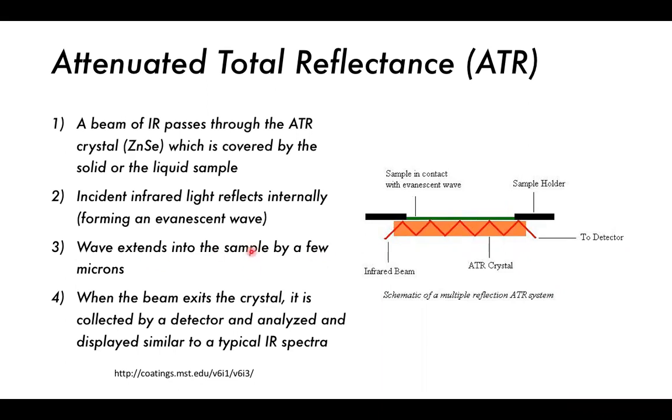So the wave extends into the sample by a few microns, which is why it's really useful for measuring liquid and solid samples, because usually our problem with those kind of samples is the saturation. So there's too much sample and it just totally destroys our absorption spectrum. But with this technique, we can get exactly as much as we need. So it's a very small amount. When the beam exits the crystal, it is collected by a detector and analyzed and displayed, similar to a typical IR spectrum.